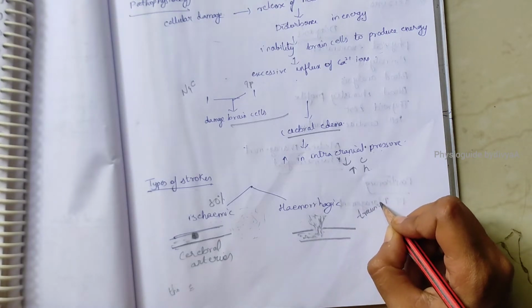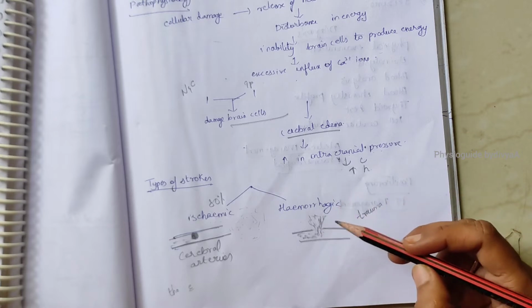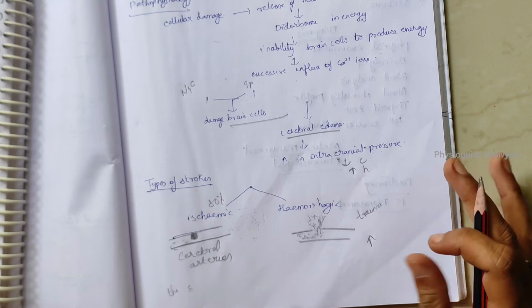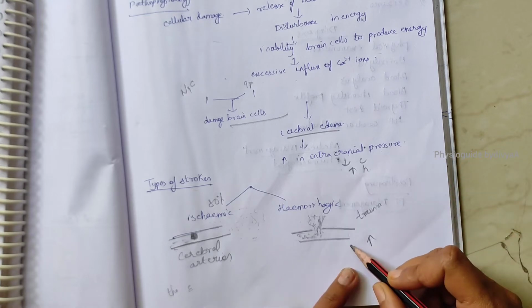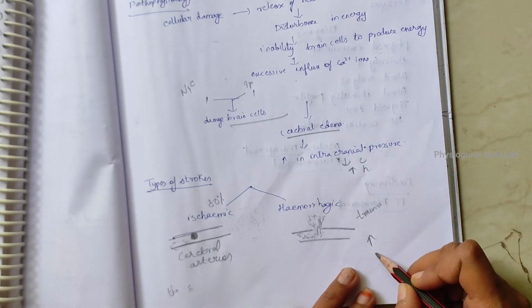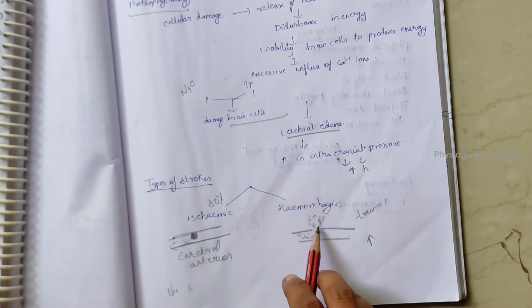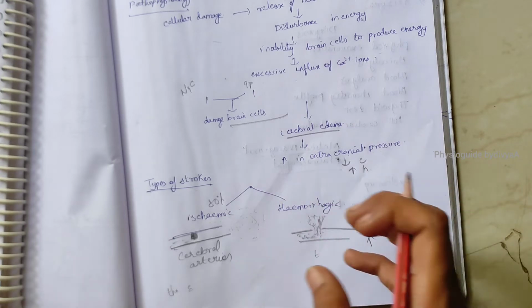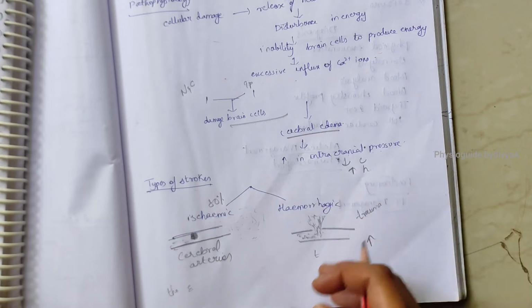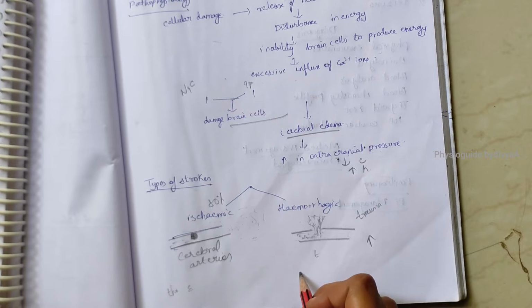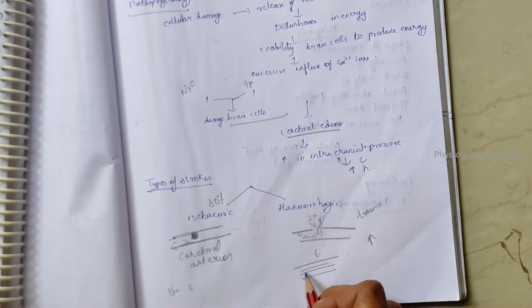Now, due to this hemorrhagic stroke there will be an increase in the intracranial pressure, injury to the brain tissues, and restriction of the blood flow. This hemorrhagic stroke bleeding may be divided into intracerebral bleeding, meaning inside the brain, or subarachnoid hemorrhage, where bleeding is seen in the subarachnoid space.